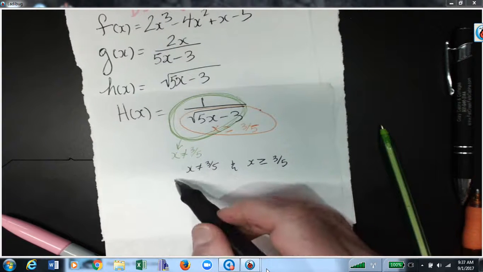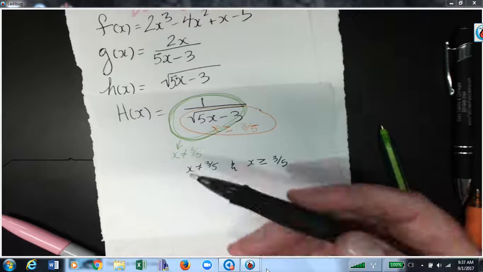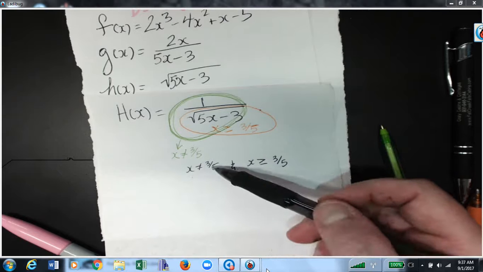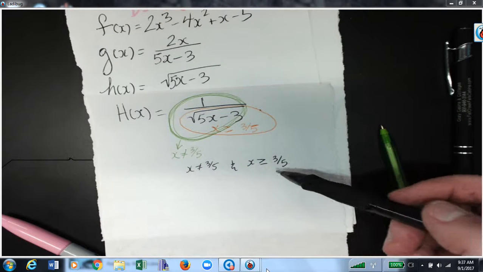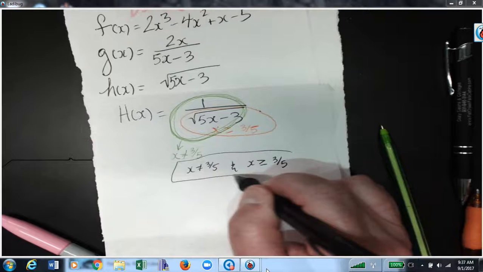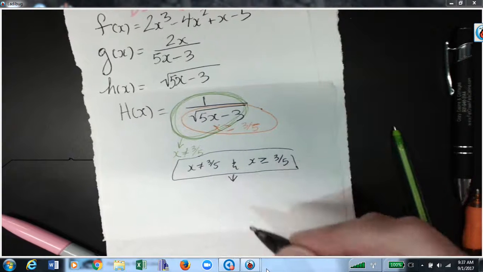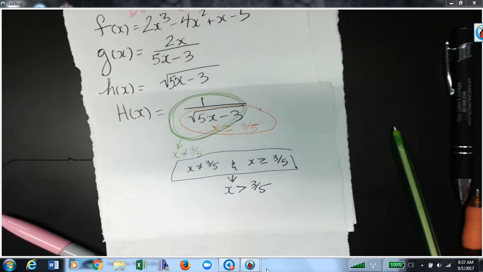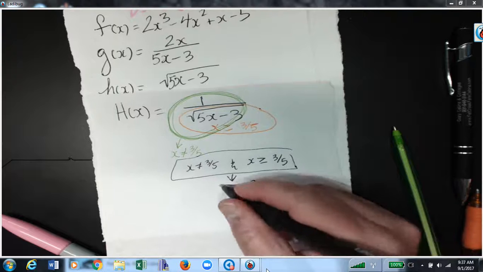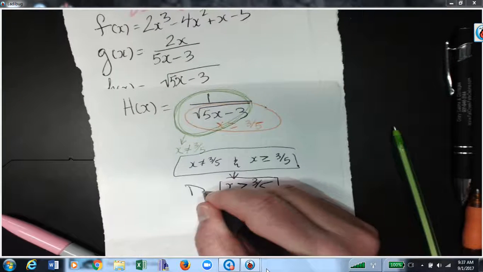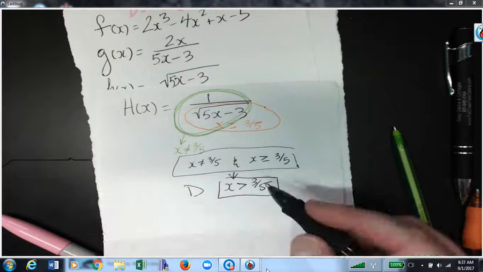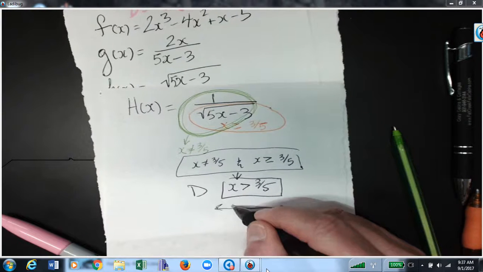So I have to put these 2 restrictions together because you're not going to see it like that in the back of the book. It's not going to say X is not allowed to be 3/5 and X is greater than or equal to 3/5. I put these together into one statement by saying X is strictly greater than 3/5. And that takes care of both of these, doesn't it? It covers them. So this is the domain for capital H.